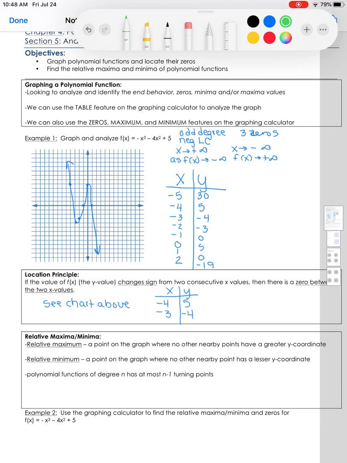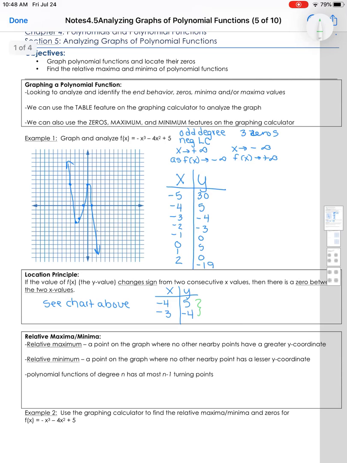So if I recopy, I'm going to say see the chart above, but what I'm going to do is I'm actually going to recopy part of it. So I have x's and I have y's, and I'm going to focus on where it says negative 4, 5, and negative 3, negative 4. Okay?